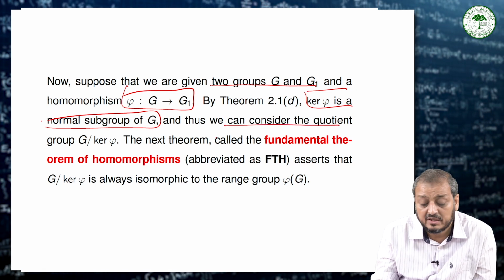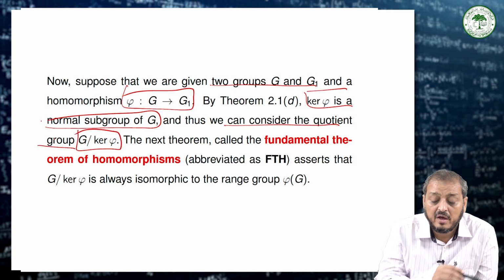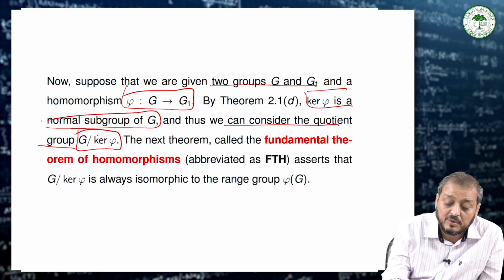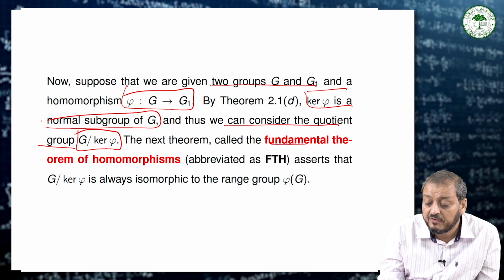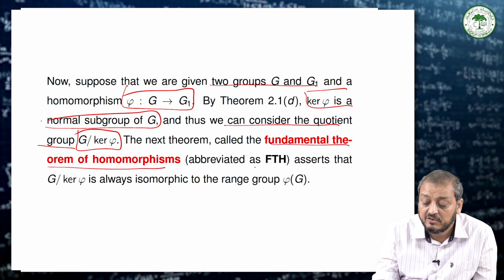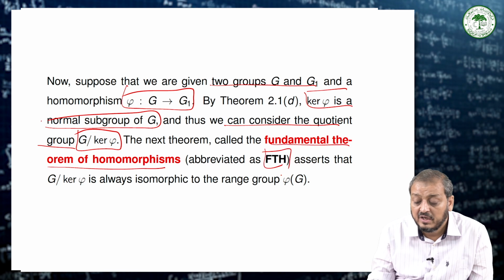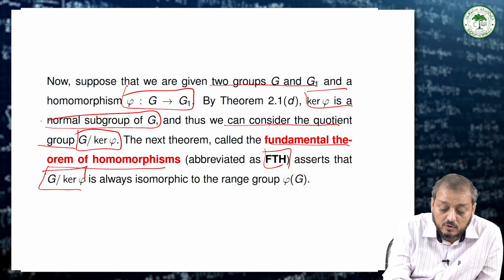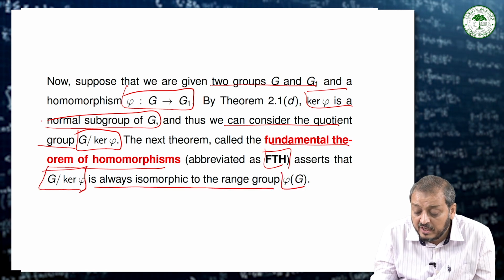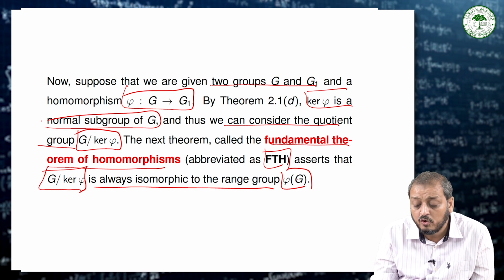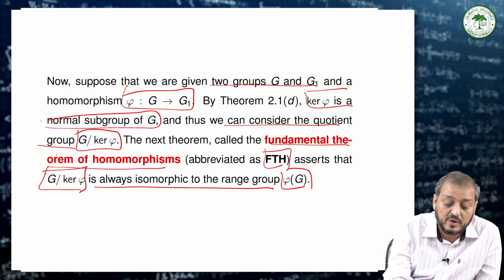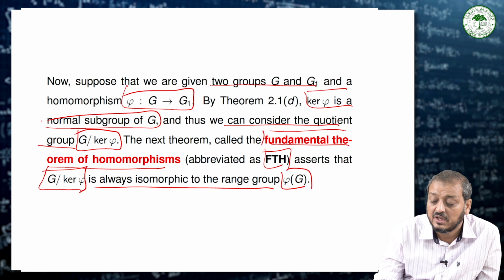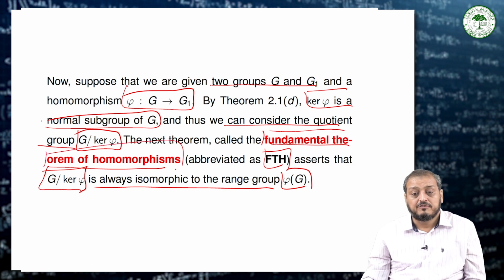Thus we can consider the quotient group G/ker φ, because the kernel of φ is a normal subgroup. The next theorem is called the fundamental theorem of homomorphism, abbreviated as FTH. It asserts that G over the kernel of φ is always isomorphic to the range group φ(G). So G/ker φ is isomorphic to φ(G), and this is called the fundamental theorem of homomorphism.